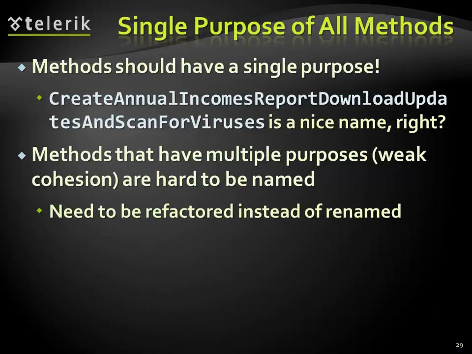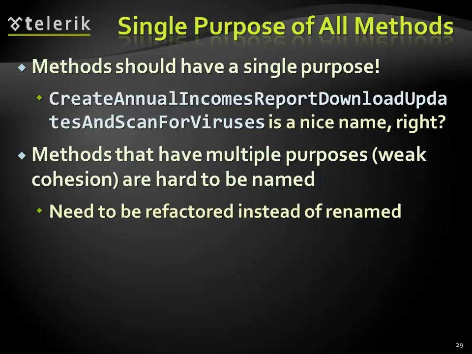As I started mentioning earlier, methods should have a single purpose, and they should perform a single action. Otherwise, they cannot be named well. Like, for example, how to name a method that creates an annual incomes report, downloads updates from the internet, and scans the system for viruses? Can you really have such a method? How would you name create annual incomes report, download updates, and scan for viruses? Oh, that's a really nice name, but it's a bit confusing.